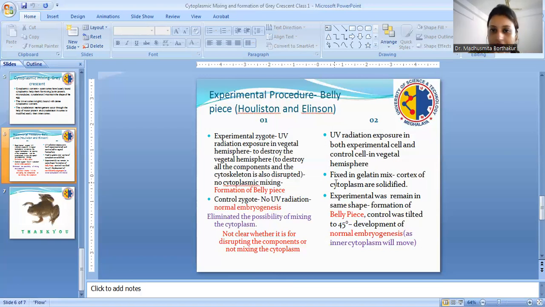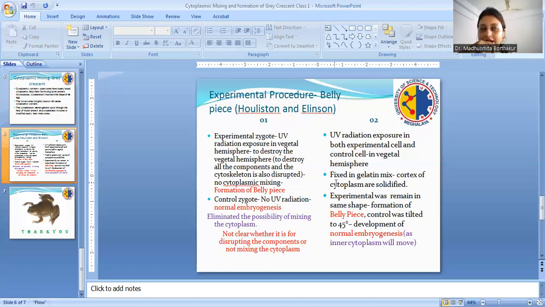After UV exposing, they fixed both the cells in gelatin. When they fixed both the cells in the gelatin, the cortex part of the cytoplasm, which was already very firm, became solidified. However, there was some cytoplasm inside which had not yet attained the solidification.